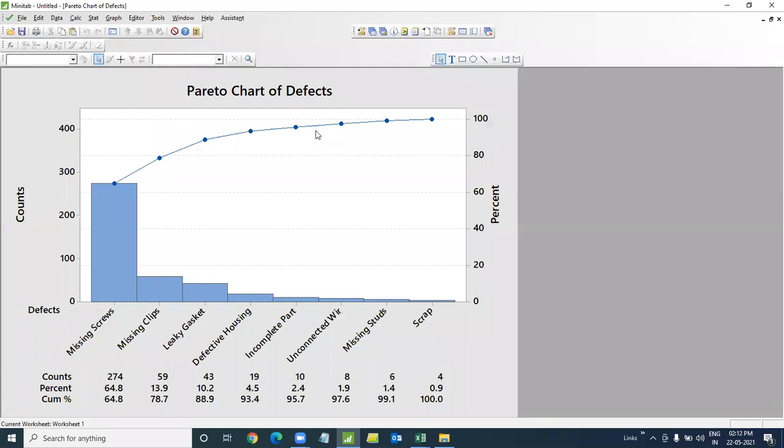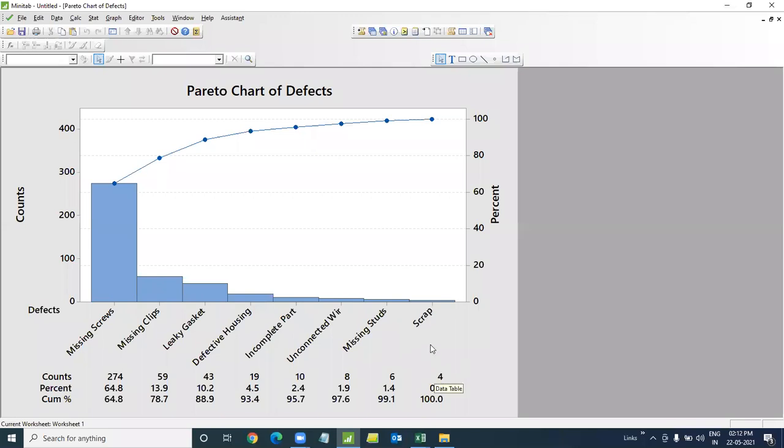What it tells us is that whether you work on missing screws, missing clips, leaky gasket, defective housing, or whatsoever, your efforts will be almost the same. Even if you're trying to solve a problem related to defects or scrap, you have to invest time, money, and effort to solve that problem, or for that matter, missing screws also. But the gain will be a huge difference. If you solve this problem, you're going to solve a big chunk of the problem rather than working on this, which is happening only 4 times.